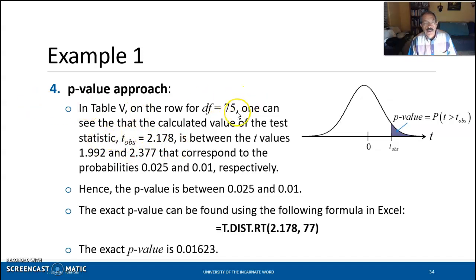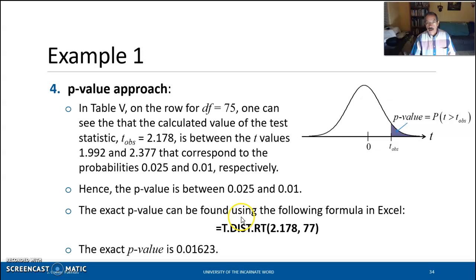So as I said, if you go to the row of 75 degrees of freedom, the closest values to this t observed are 1.992 and 2.377. If you go up to the top of the table, you will see that 1.992 is under the column for a probability of 0.025, and 2.377 is under the column of a probability of 0.01. That means the p-value is between 0.025 and 0.01. Now you can use this formula to find the exact p-value, and you see that the exact p-value is 0.01623. Unfortunately, table 5 is not useful to find the exact p-value, but it gives us an idea.